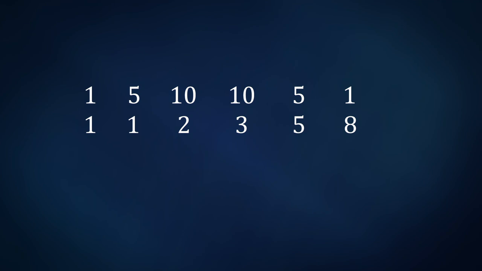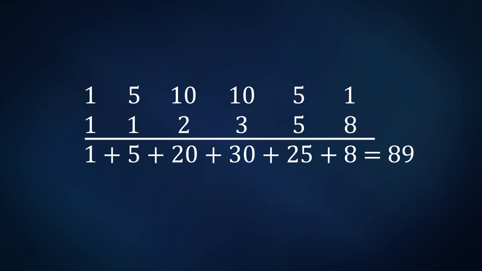Next, let's multiply the corresponding numbers together, then add them up. All right, so 1 times 1 is 1, 5 times 1 is 5, 10 times 2 is 20, 10 times 3 is 30, 5 times 5 is 25, and 1 times 8 is 8. And when I add up those 6 numbers, we get 89. Lo and behold, you get a Fibonacci number. In fact, it works with any consecutive Fibonacci numbers.